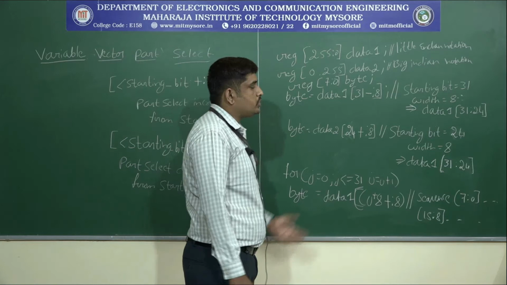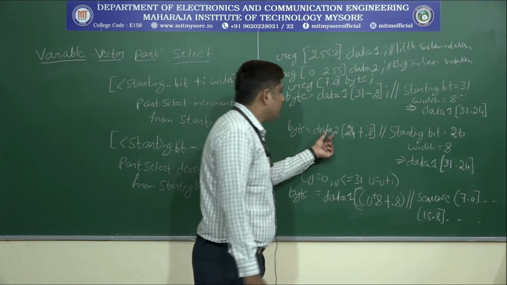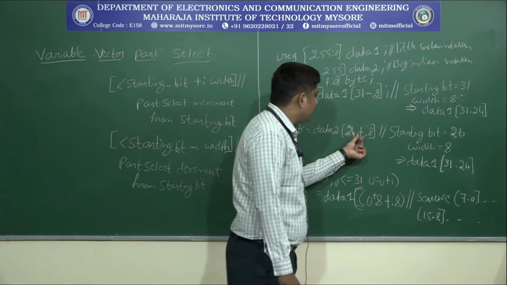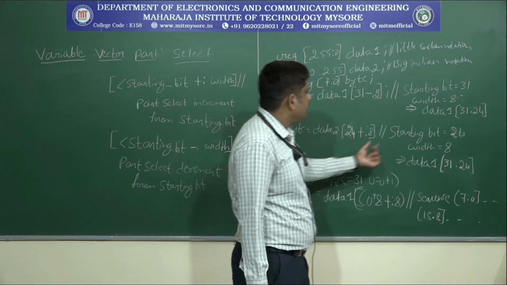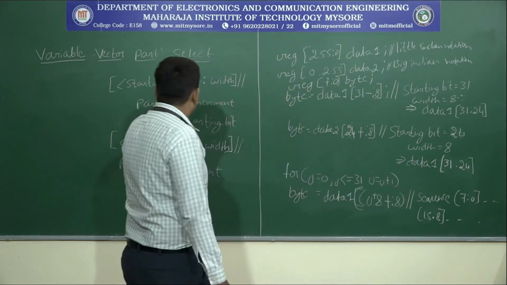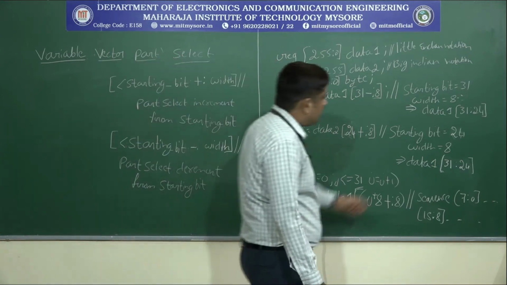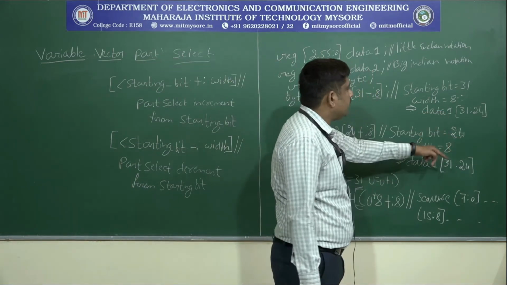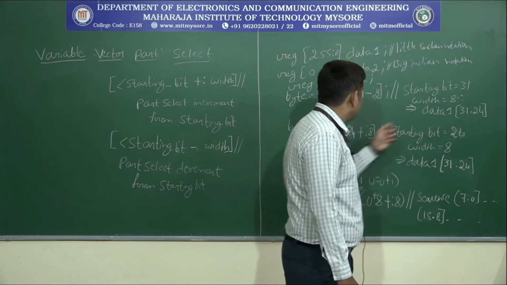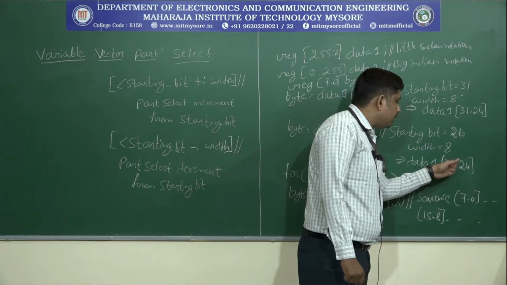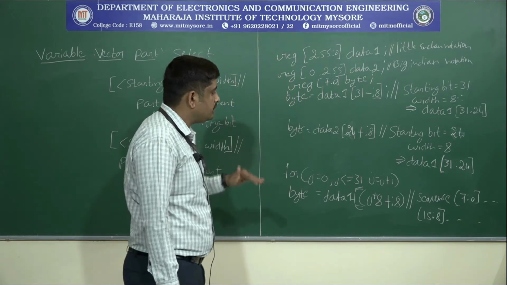Suppose we have to increment the starting bit, what changes? The second example: byte is equal to data2[24 +: 8]. The starting bit is 24 here. Then part select increments from the starting bit. Earlier it was decrement, here it is increment. It's clearly mentioned, it's an 8 bit, 31:24. This is the example for increment as well as decrement.